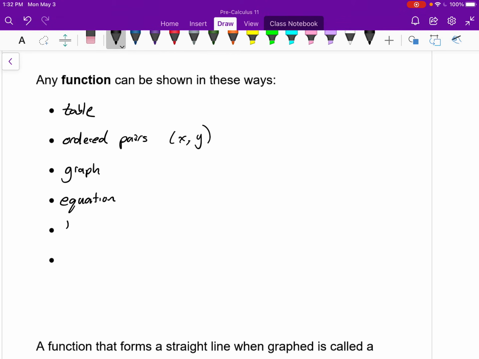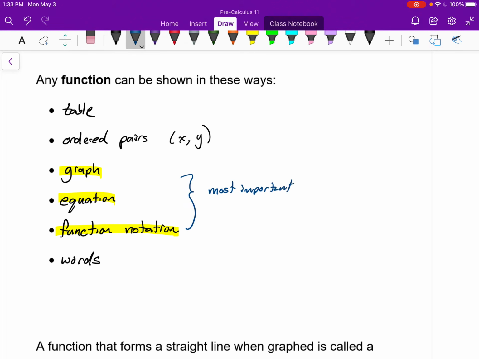And any equation can also be expressed in function notation. And as well, you can also usually express it in words. These are all things we've seen. For this course, the most important three are these three. The connection between graphs, equations, and understanding what function notation is. It's another way of showing an equation.